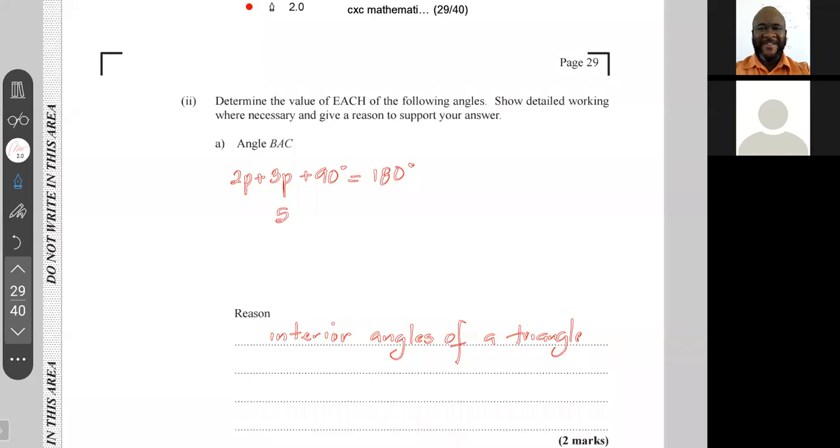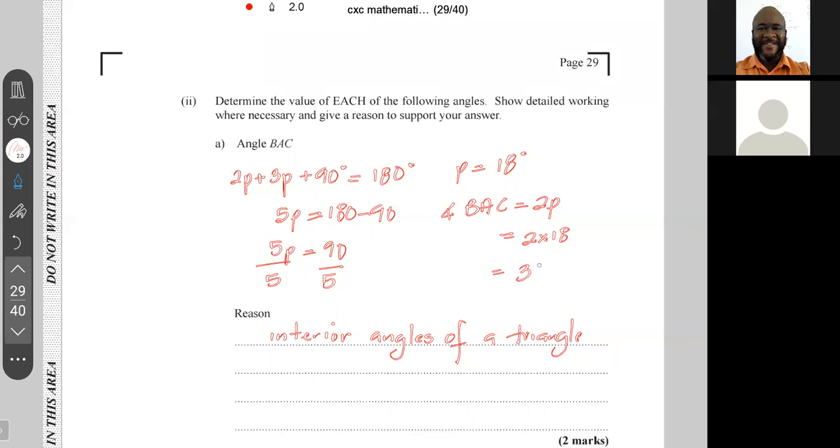5P is equal to 180 minus 90. 5P is equal to 90. Divide both sides by 5, and we get P is equal to 18 degrees. Now angle BAC is equal to 2P, which is 2 times 18. This is 36 degrees.